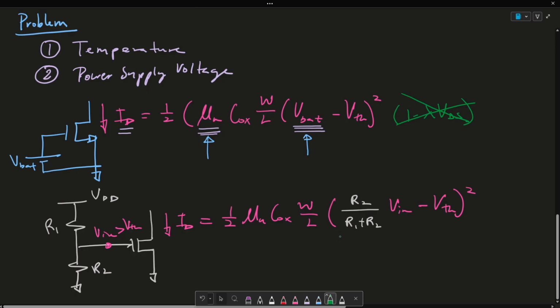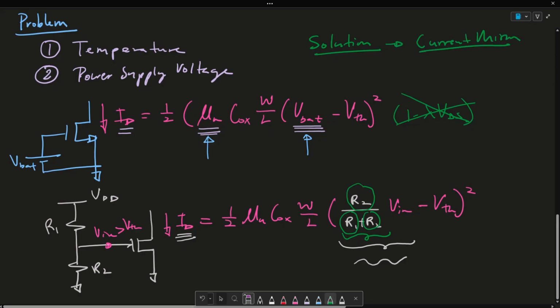And in this equation, you can better visualize the effect of temperature, because as temperature increases and decreases, these resistor values are going to differ. As a result, this whole power supply voltage is going to vary up and down, and which will change the currents that we're getting. So now as a solution, we create this current mirror as a way to have a stable current ID, which is independent of temperature and power supply voltage. So essentially, this is the reason why we use the current mirror.